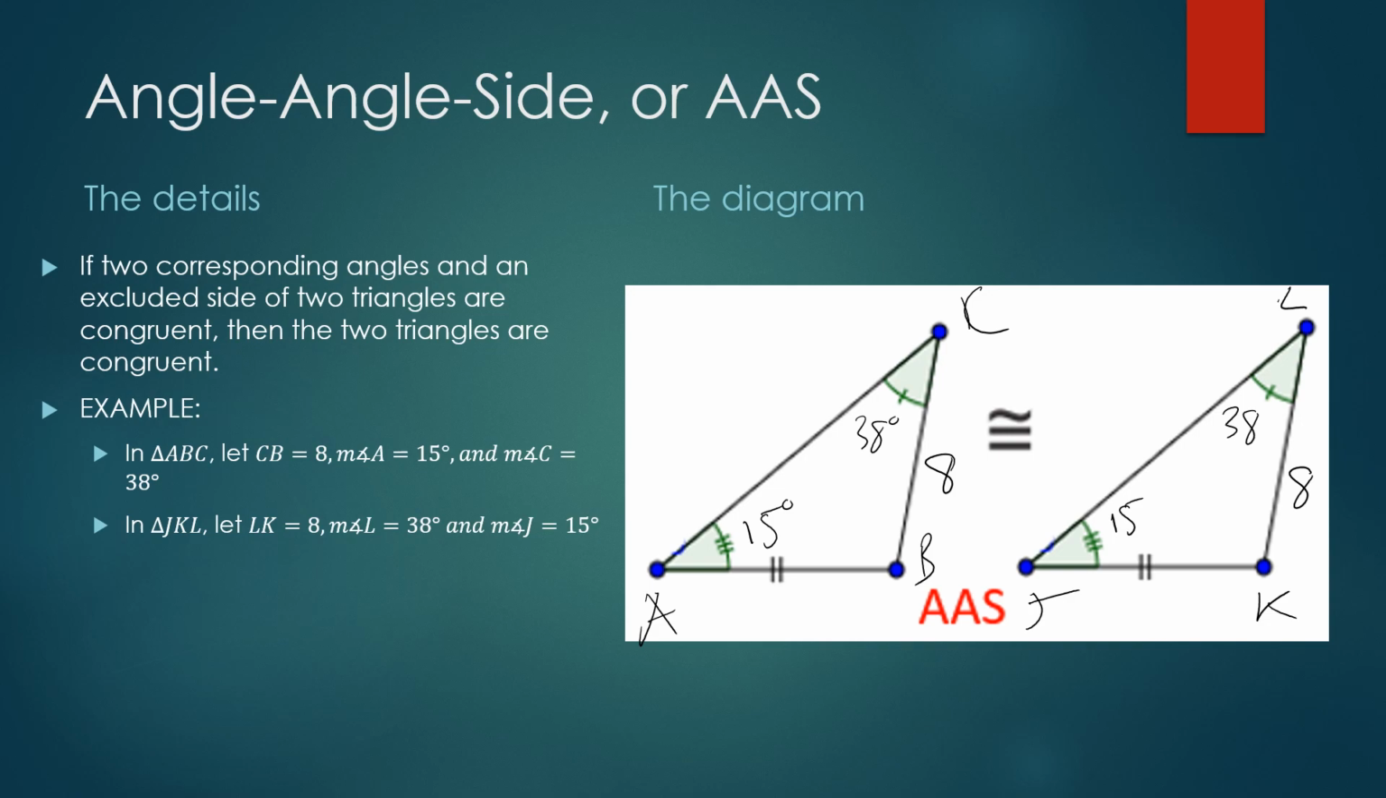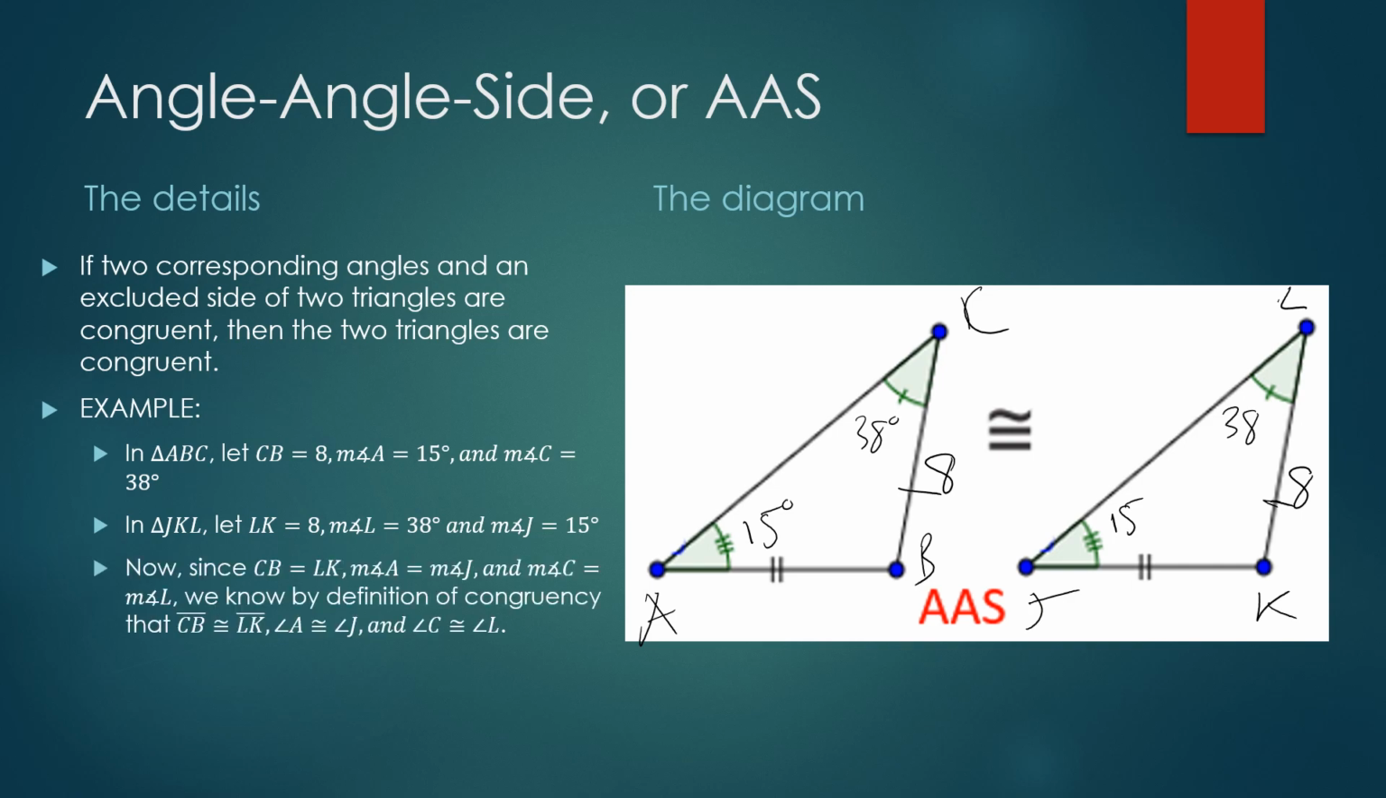Now, even though the lines over here, I can go like this and say those are the same. Since I still have an excluded side, it still counts, as long as it's not the side that is in between the two angles. But that gives me that CB is congruent to LK, and that angle A is congruent to angle J, and angle C is congruent to angle L. Therefore, triangle ABC is congruent to JKL by angle side.